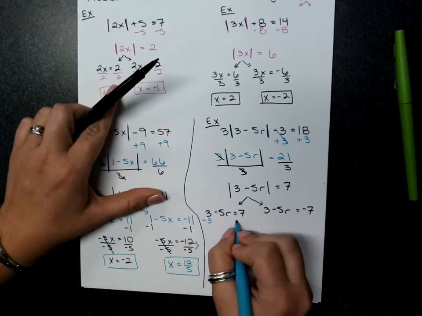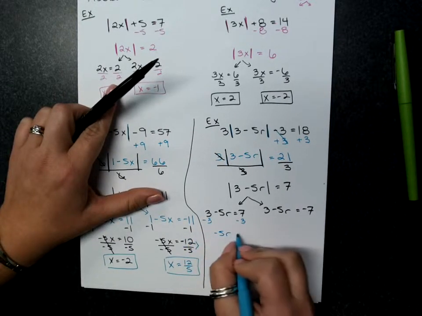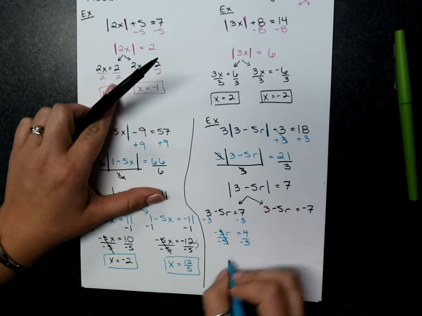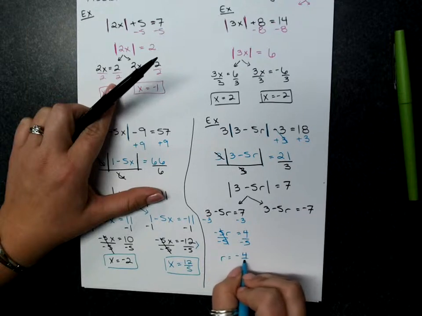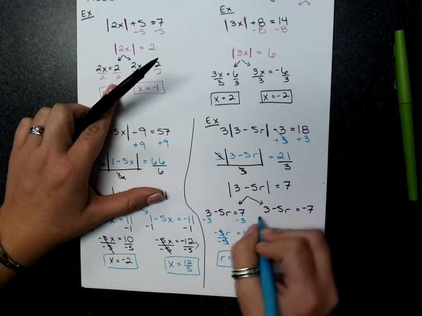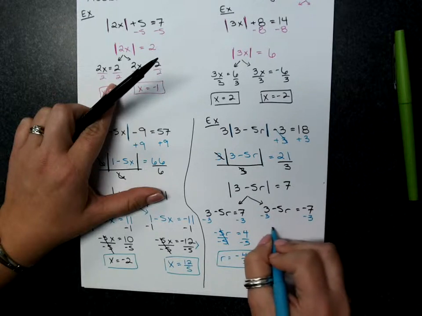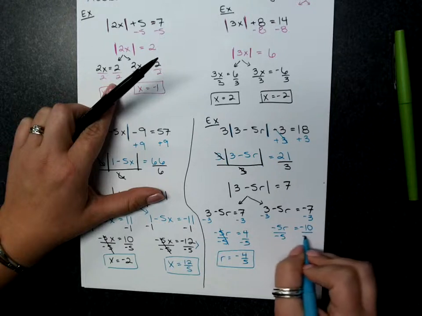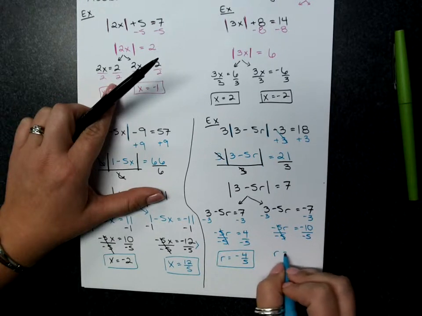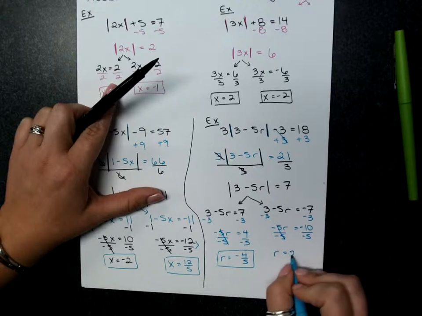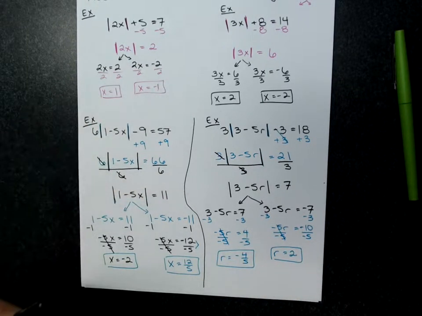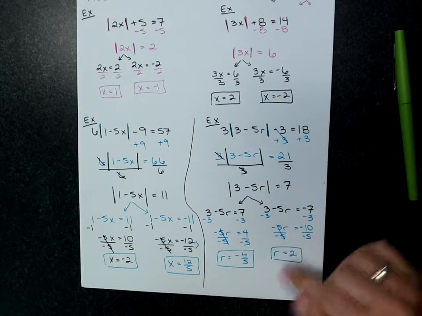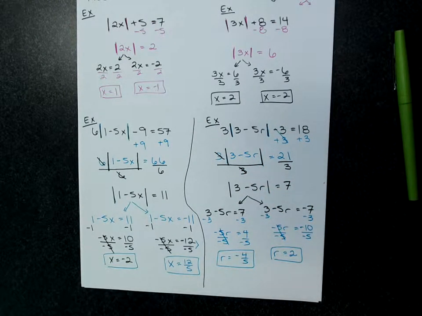Again, subtract off that 3. Negative 5r equals 4. Divide by negative 5. R equals negative 4/5. And subtract 3. Negative 5r equals negative 10. Divide by negative 5. R equals a negative divided by a negative will make a positive 2. So it's a little bit of work up front to isolate that absolute value bar, and then you solve just like we did in class.